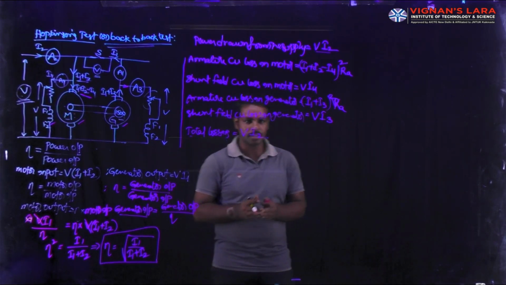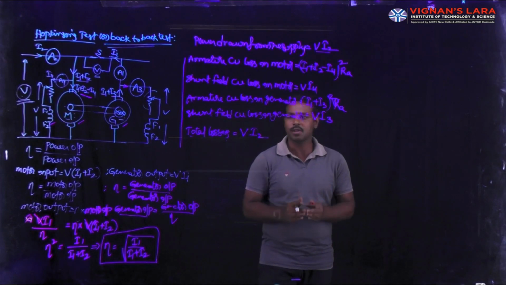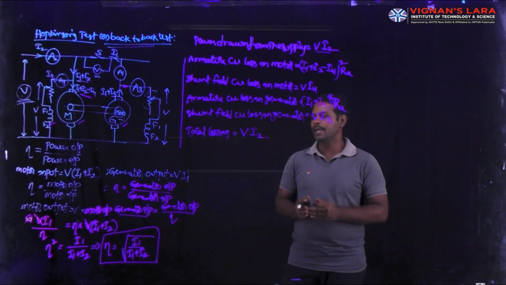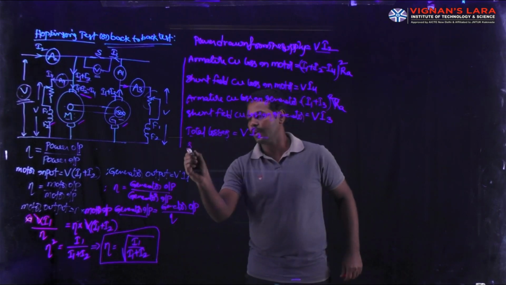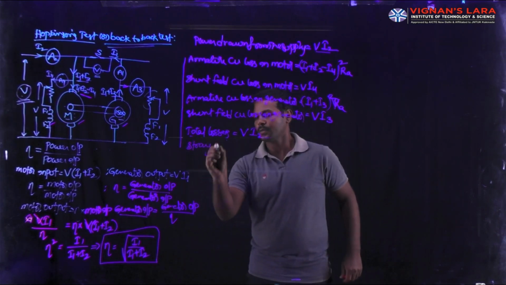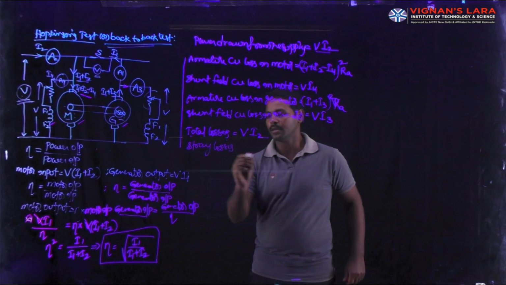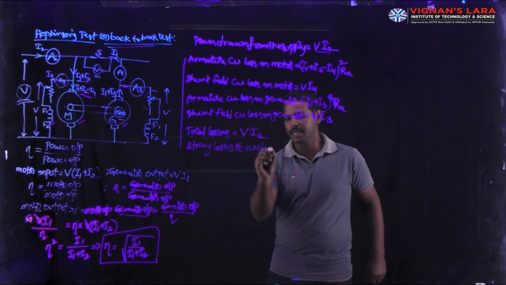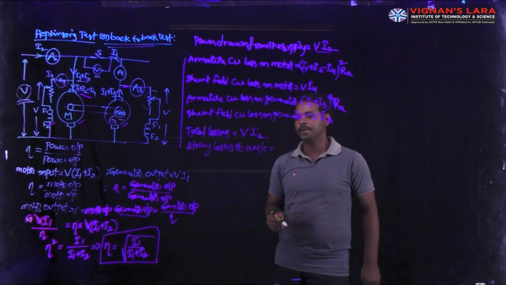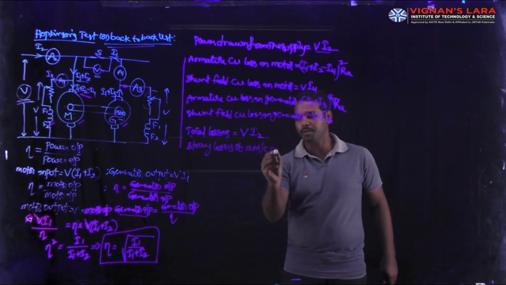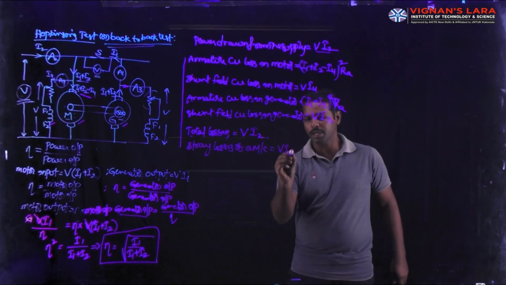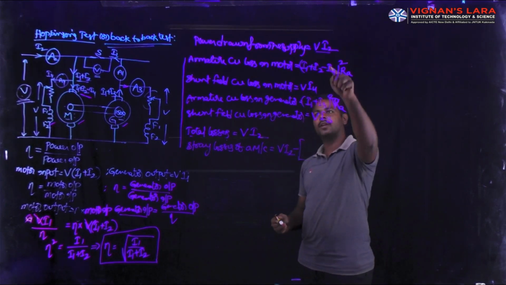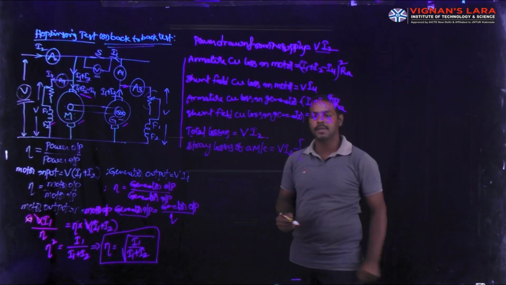Stray losses means constant losses. So these losses are to be calculated. That means the stray losses of a machine are equal to V into I2 minus the total losses existing in the generator as well as the motor.